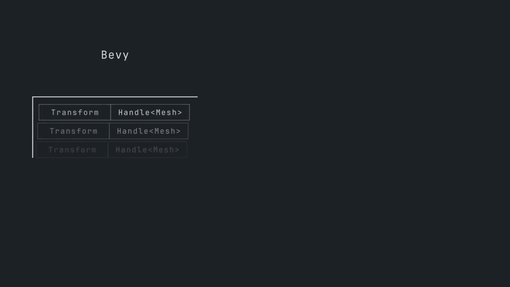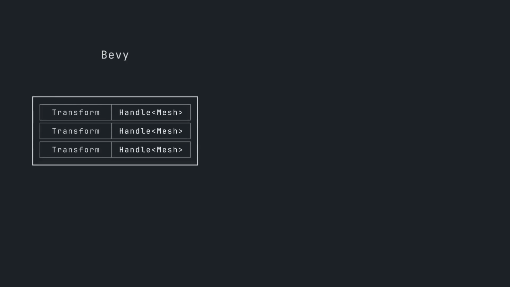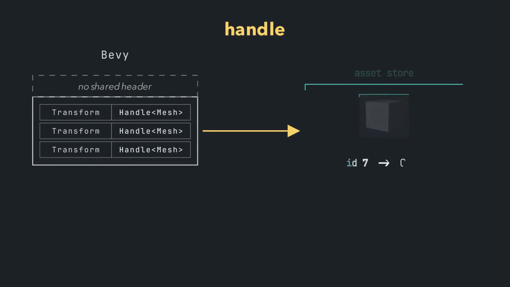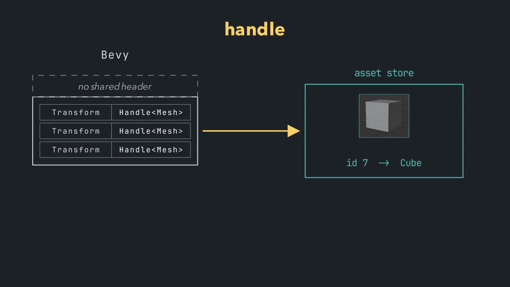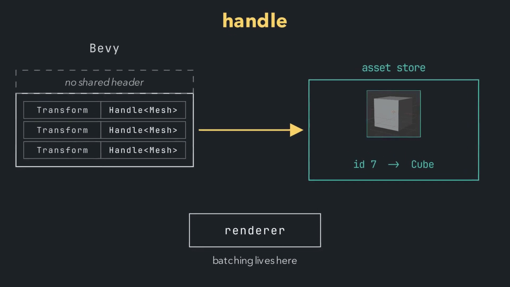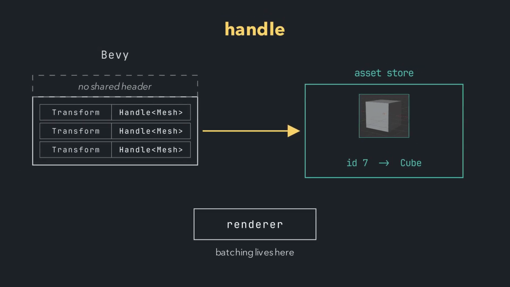The thing that convinced me I wasn't just rationalizing my way out of the work is Bevy. It's one of the most actively developed engines around right now, and it has no shared components at all. A mesh reference there is an ordinary component sitting on the entity, and inside it is a handle, an ID that points at the real asset in the asset store. No special kind of component, no second structural concept in the core. And it renders fine, because the batching logic lives where the batching problem lives, in the renderer.